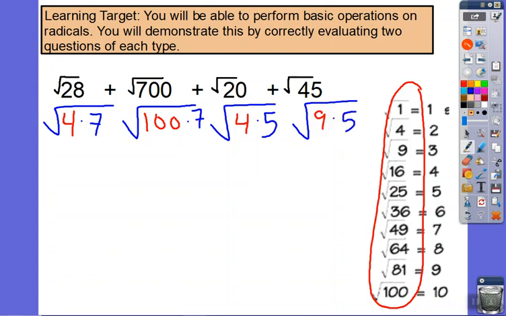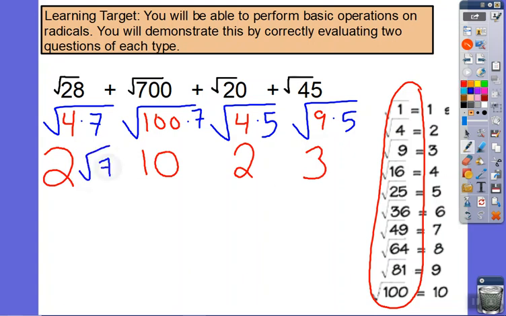We're going to go back and get our perfects out. So square root of 4 is 2 times 2. Square root of 100 is 10 times 10. Square root of 4 is 2 times 2. Square root of 9 is 3 times 3. And then those leftovers have to stay inside the square root, sad and alone. We still had plus signs in between. For the record, I don't think I have an example here that has subtraction, but we would do the same thing, we would just subtract our final answer.